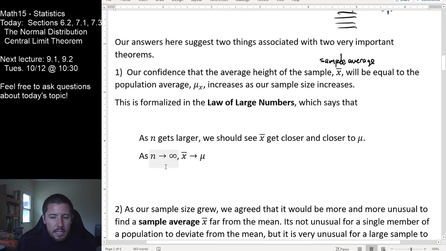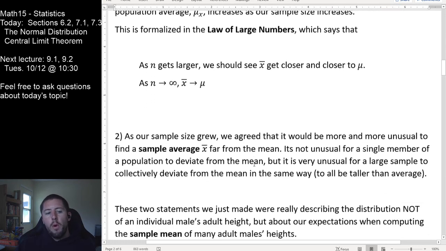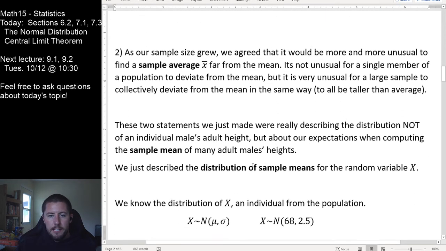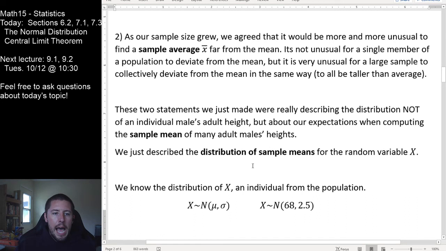As our sample size gets bigger and bigger, our sample average should get closer and closer to our population average. Our slightly more important statement for today's topic, for our wrap-up topic here, is that as our sample size grows, we agree that it will become more and more unusual to find a sample average, X bar, that is far from the mean. All right?